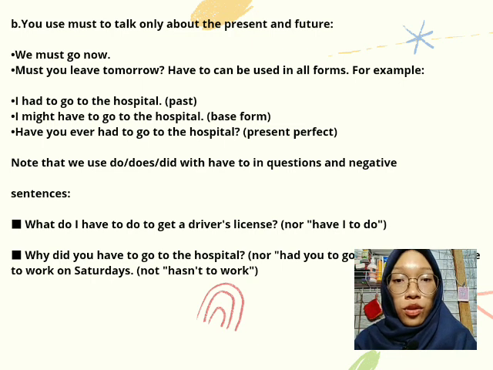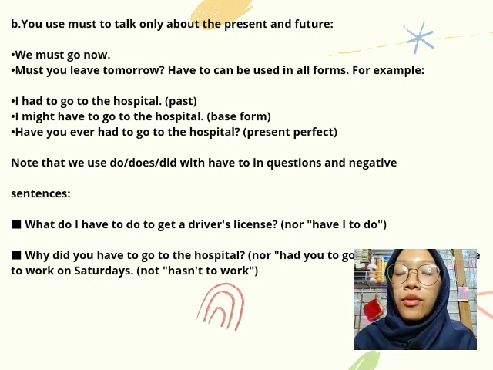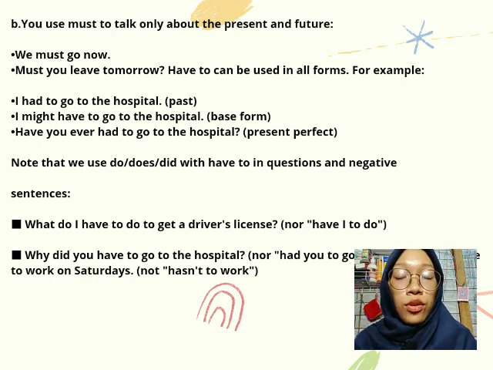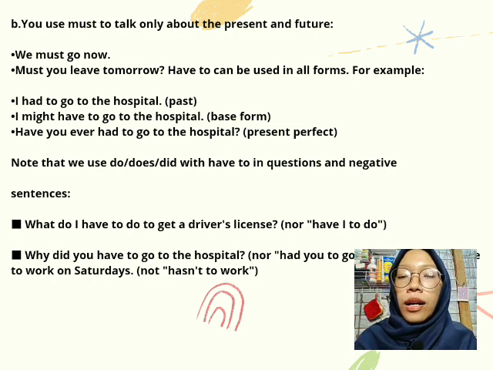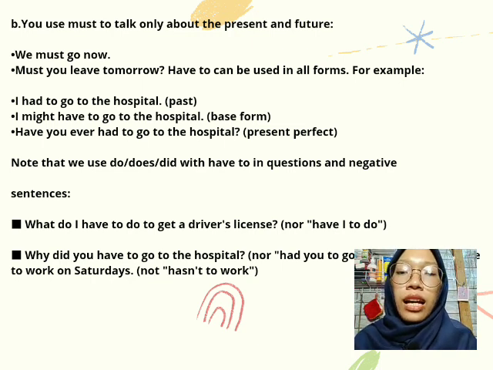B. You use must to talk only about the present and future. For example, we must go now. Must you leave tomorrow? Have to can be used in all forms. For example, I had to go to the hospital. I might have to go to the hospital. Base form. Have you ever had to go to the hospital? Present perfect.